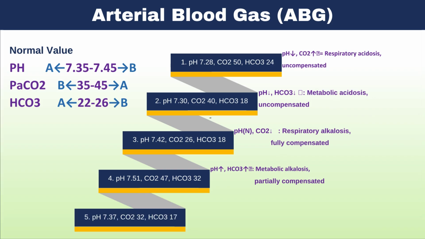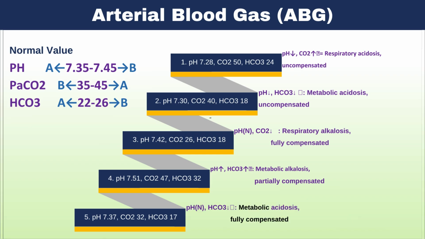The last problem is pH is 7.37, carbon dioxide is 32, bicarbonate is 17. In this case, the bicarbonate is decreased and also the pH is decreased. This is a metabolic problem and the pH is normal on the acidotic side of normal. The respiratory system is abnormal and on the alkalotic side. So it is compensating. Since the blood pH level is back to normal, there is full compensation. However, if the blood pH was abnormal, it would be partial compensation.